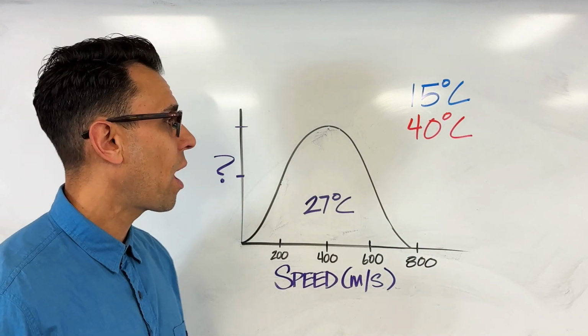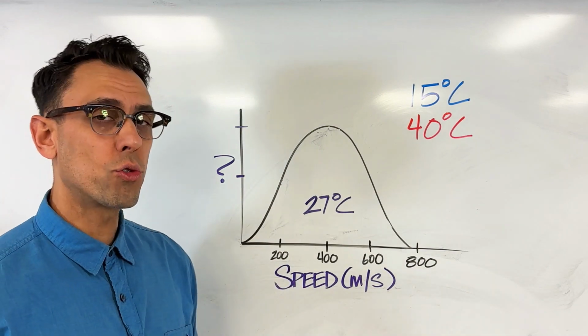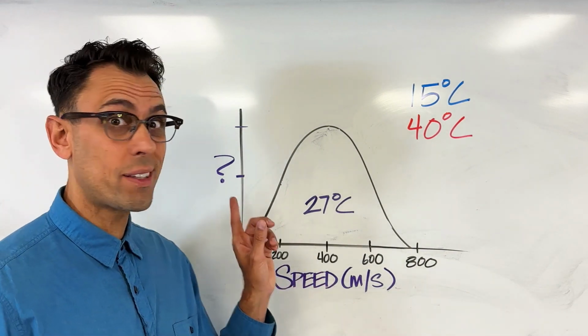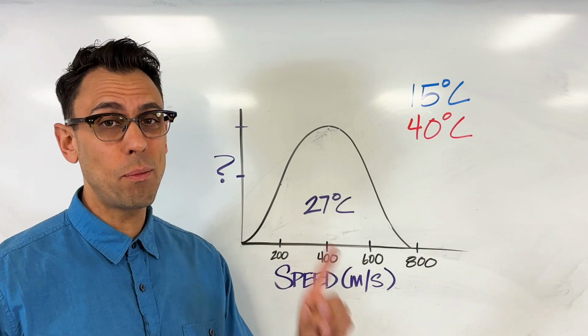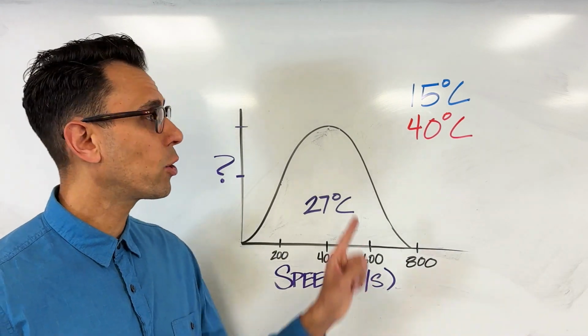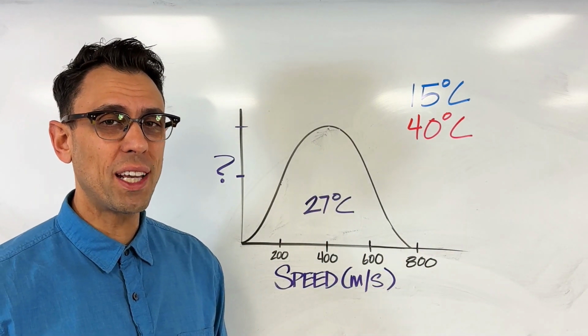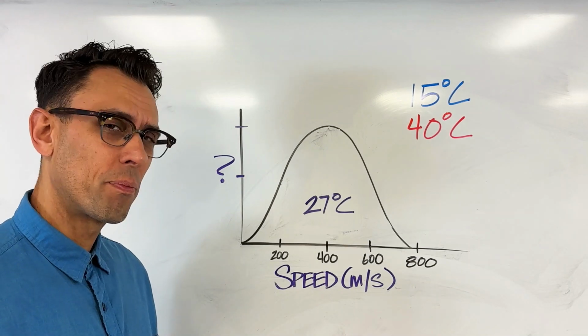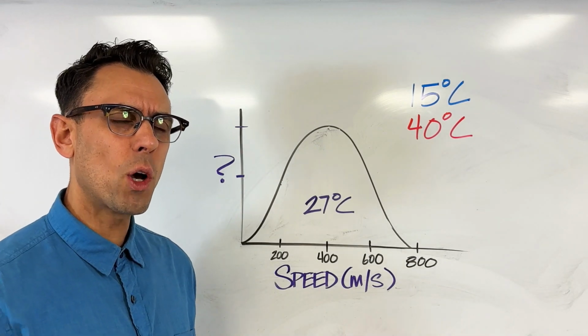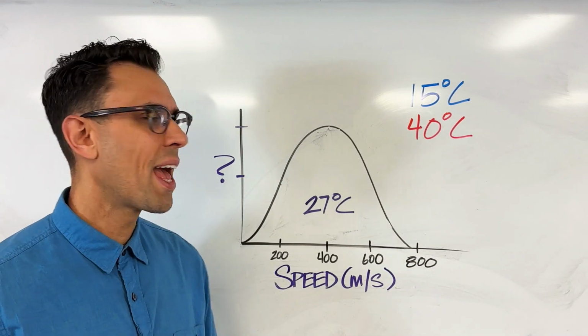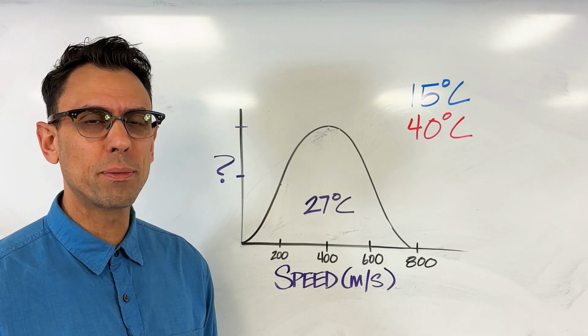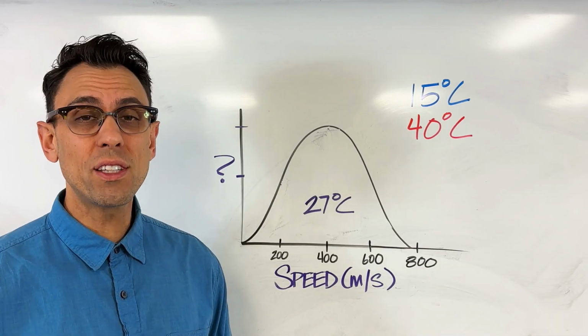Now, what if I asked you to draw the curve for the same gas with the same number of particles, but cooled off to 15 degrees Celsius? How would the graph look? Go ahead, take a moment. Imagine how you would redraw this curve. Well, this is the way you do it.